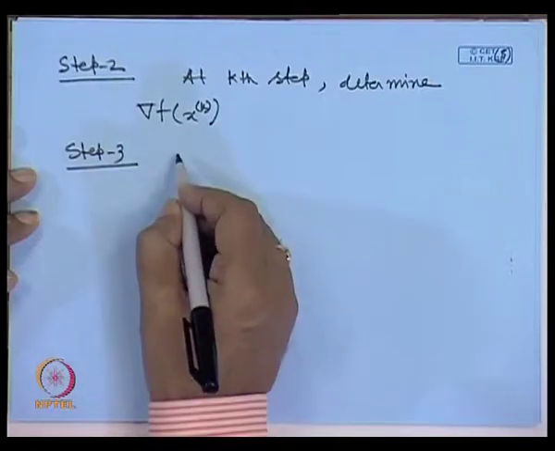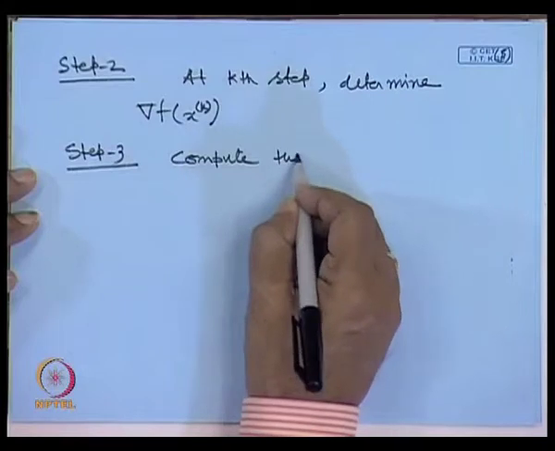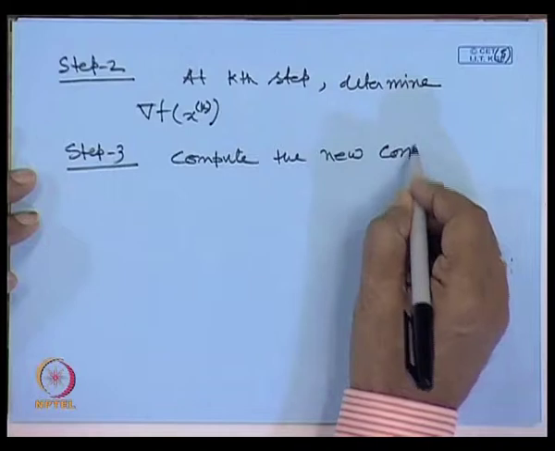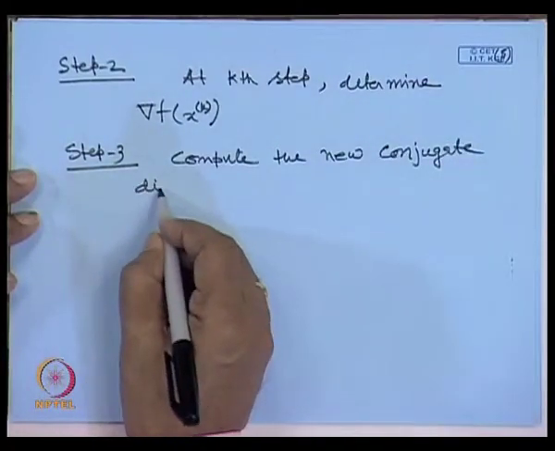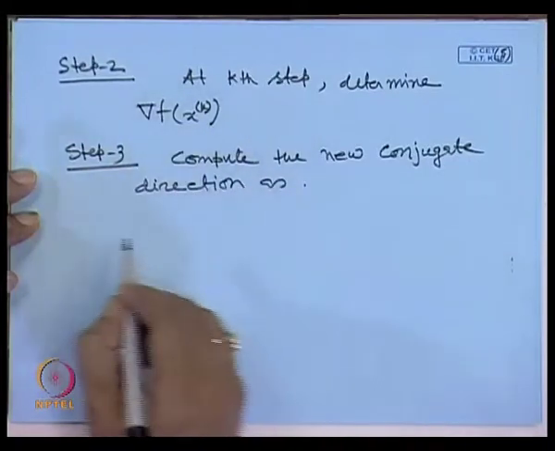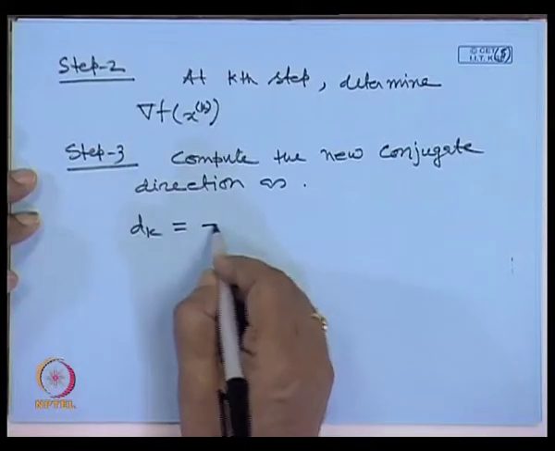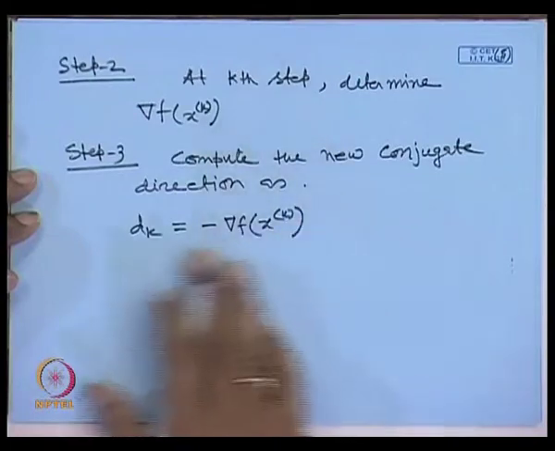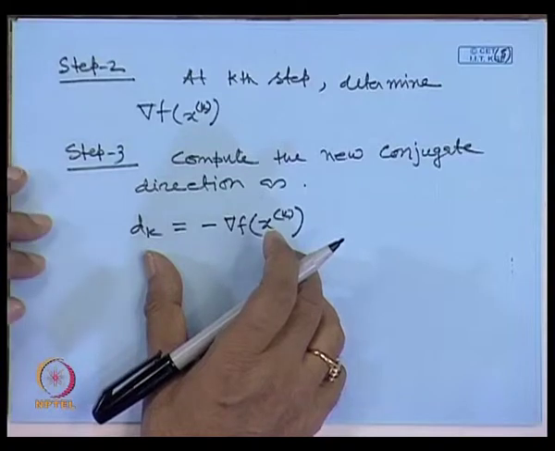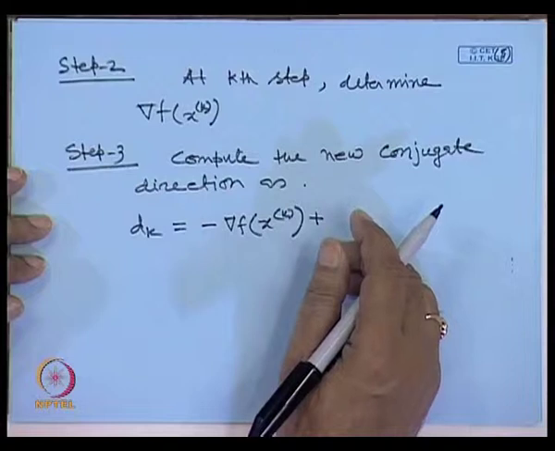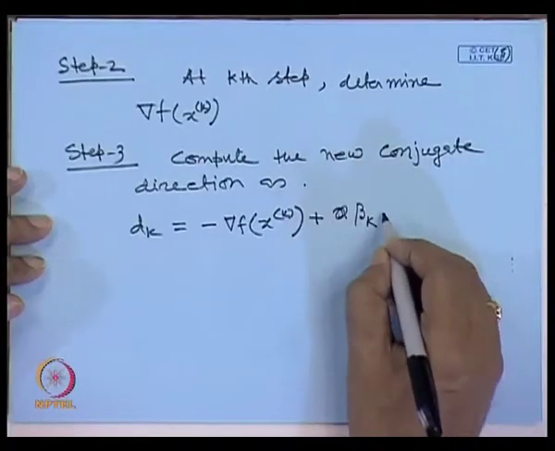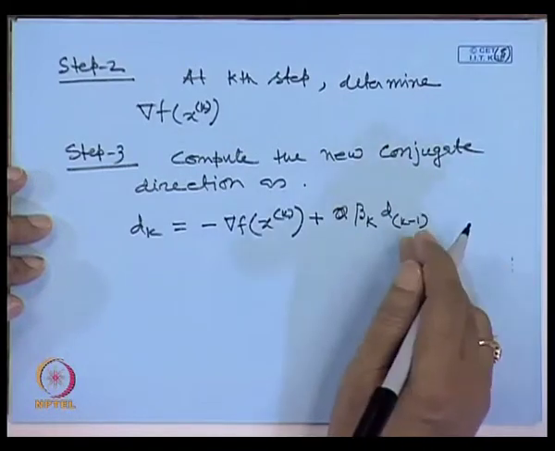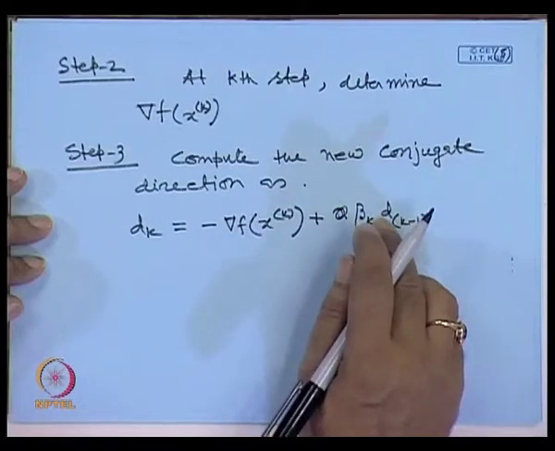Step 3: compute the new conjugate direction as d_k equals minus del f, the gradient of that function at the kth iteration. If it were only this, it is nothing but our steepest descent method, but we are adding another term that takes the history of previous iteration search directions: beta k into d_(k minus 1). So, it is the previous iteration information of search directions.